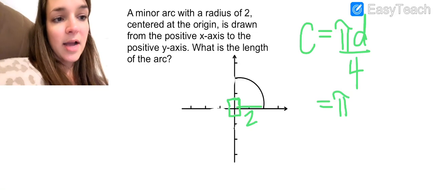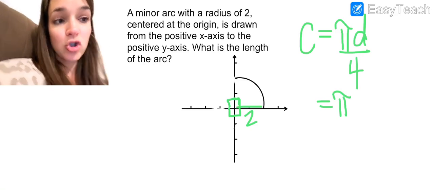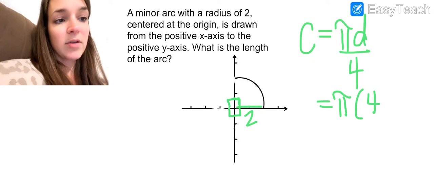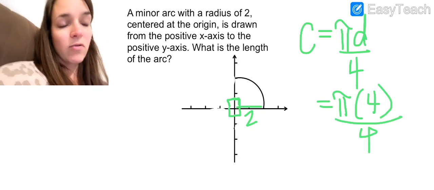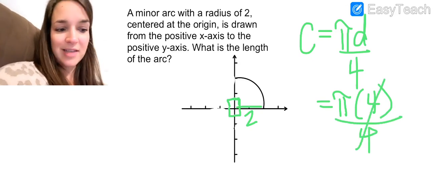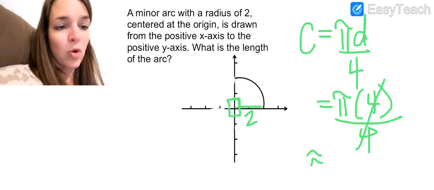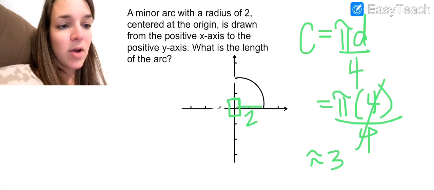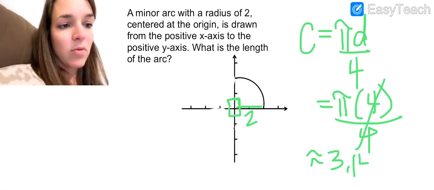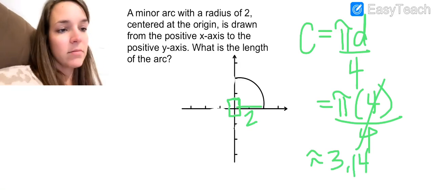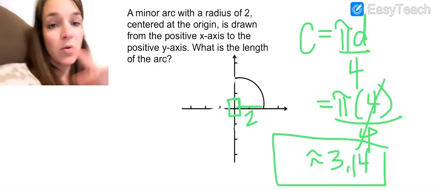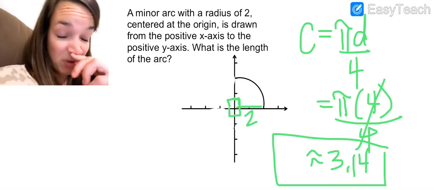So I'm going to do pi times the diameter, which I knew my radius was 2, so my diameter has to be 4, divided by 4. Oh, look at that, those guys can cancel. That's always fun. So then my circumference, or my arc here, is going to be approximately 3.14 units. Not squared because it's circumference, which is actually like a perimeter.